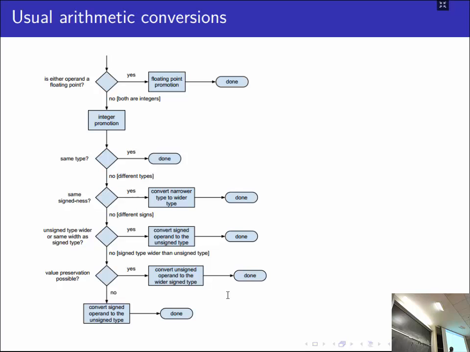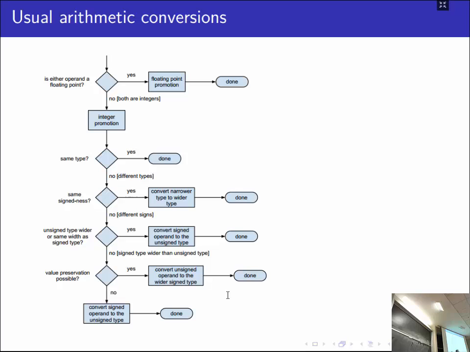Is the unsigned type wider or the same width as the signed type? Now it's like you're filling out your tax form. You're like, what's happening? The unsigned type is wider or the same width as the signed type. What is this? Let's think about what we could do here. There's some signed type that has a range between, say, minus 127 and 127. And there's an unsigned type, but it's wider, or possibly the same width. Let's say it's an unsigned int. So what would we like to do?